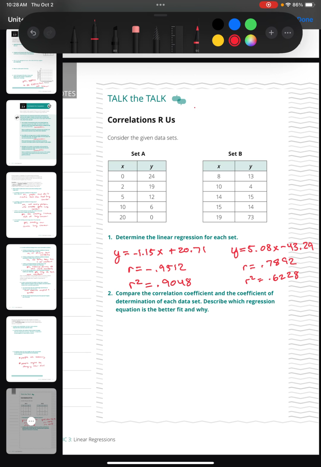Okay, and then 2 wants us to compare the correlation coefficient and the coefficient of determination in each data set, and describe which regression equation is the better fit. Well, if we look at those correlation coefficients, it's quite obvious that set A is a better fit because that R value is close to negative 1 at negative 0.95.